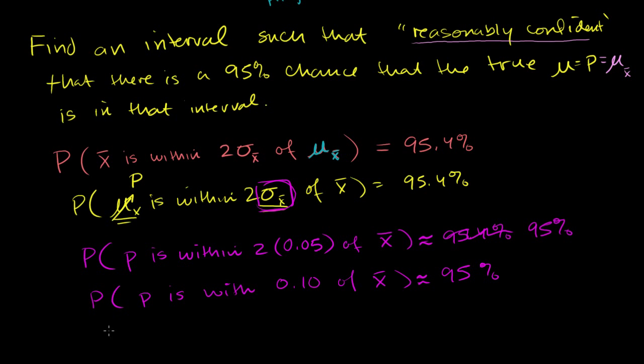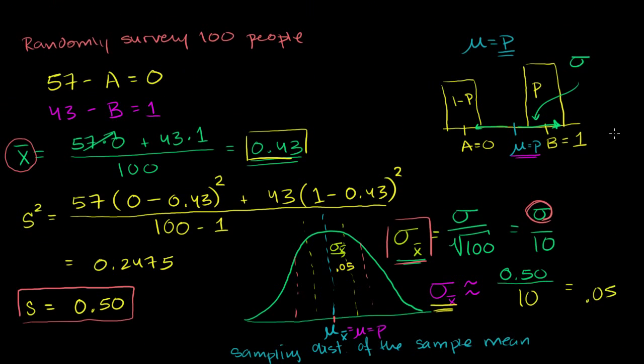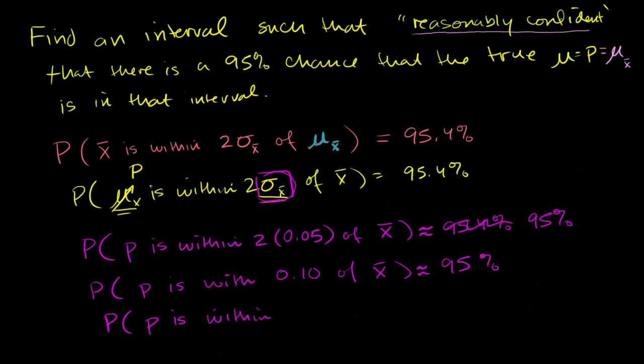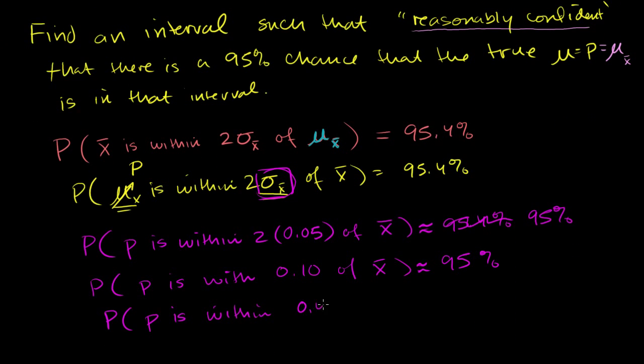Or we could say that the probability that P is within 0.10 of our sample mean that we actually got. So what was the sample mean that we actually got? It was 0.43. So if we're within 0.1 of 0.43, that means we are within 0.43 plus or minus 0.1. Plus or minus 0.1 is also roughly, we're reasonably confident, it's about 95%. And I want to be very clear.